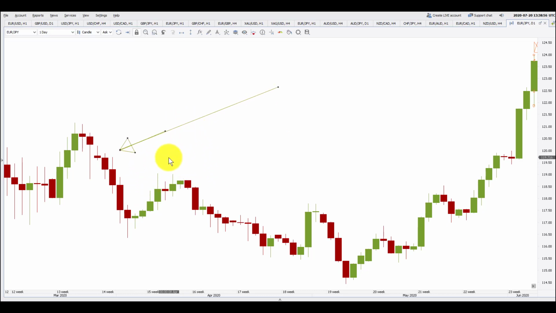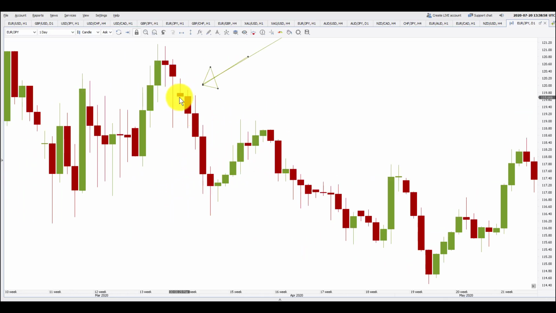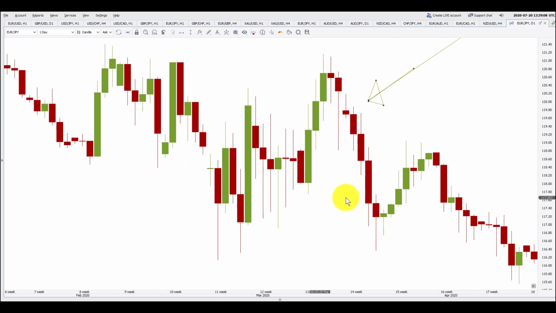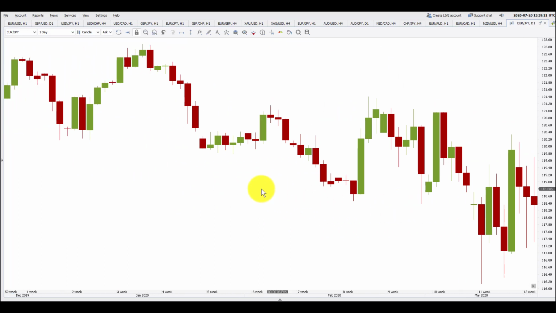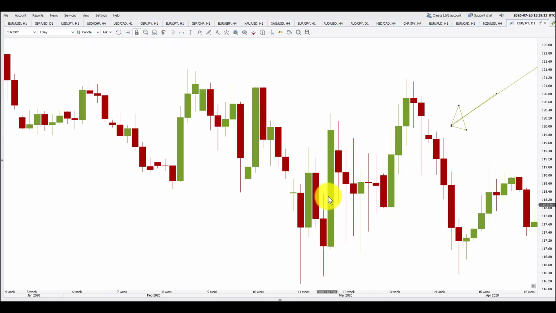And in the same way, see this small body. This shows that the sellers were not much aggressive because the range of the day, or the body, is very small. The distance between the open and close is very small. So longer the candle, longer the aggression. Smaller the candle, smaller the aggression.